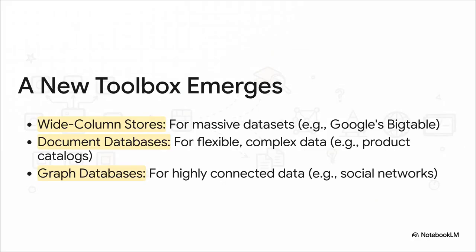And inside this new toolbox, a few key players started to emerge. For our story, there are a couple of really important ones. You've got document databases, which were built to solve that problem of complex, evolving data, like those messy product catalogs. And then you have graph databases, which were designed from the ground up for highly connected data where the relationships themselves are the most important thing.